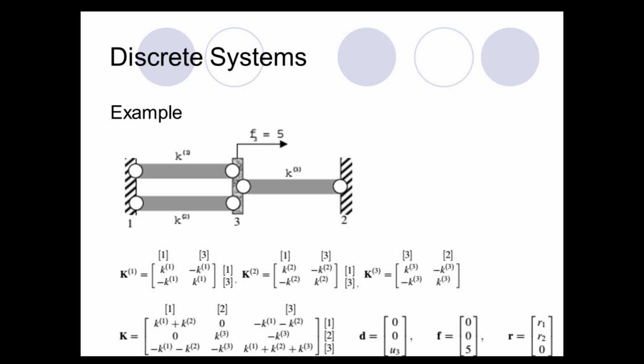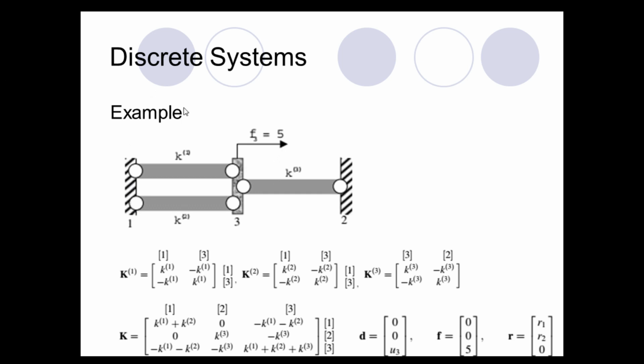Okay, now let's continue with another example. As we see from the screen, we have truss elements. This is K1, this is K2, and we have K3 here. And K1 and K2 are connected to a rigid wall with node 1.